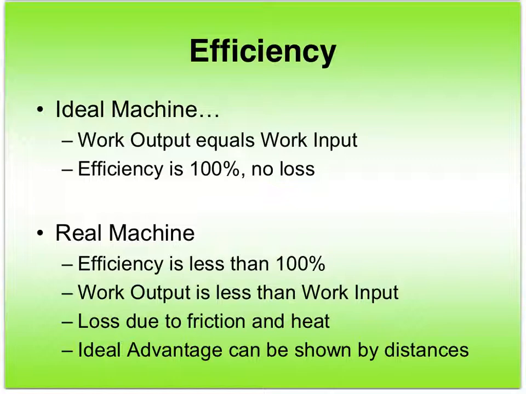So, a summary of what I just said. In an ideal machine, your output and your input work are equal and there's 100% efficiency with no loss. Real, actual machines have less than 100% efficiency. Your output work is less than your input work because you lose some of that work to friction and heat. The ideal advantage can be seen with the distances though. If you do your IMA, your mechanical advantage with distances, you'll see what the machine would be like if it was ideal. If you then do it with your forces, now you see what it would be like with friction.